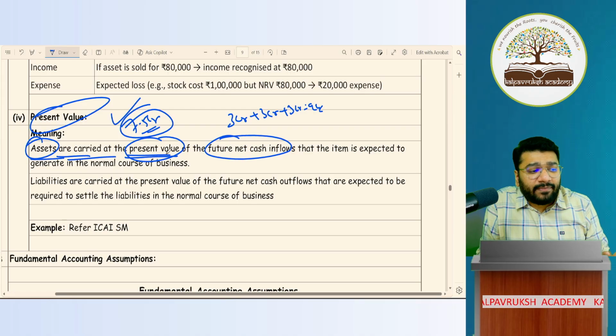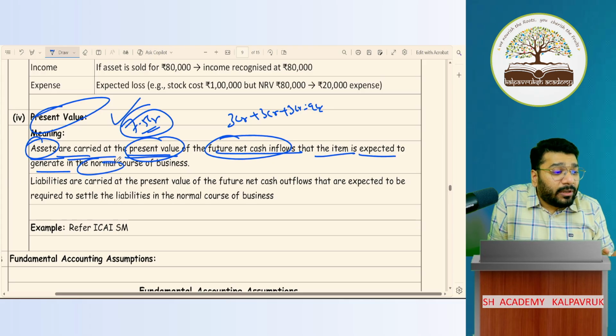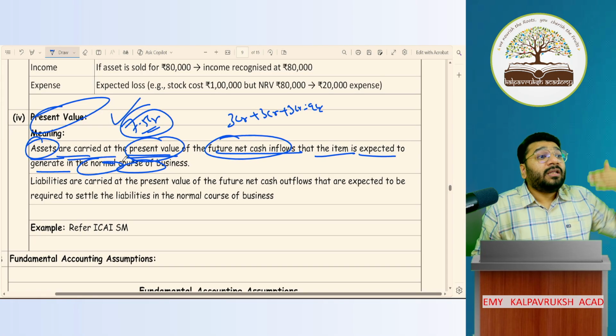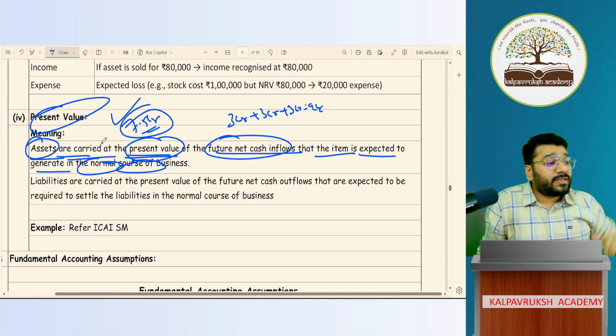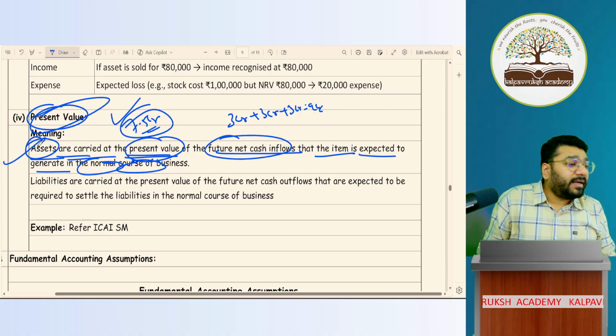Assets are carried at the present value of the future net cash inflow that the item is expected to generate in the normal course of business. So I'm discounting the future cash flows. The process of discounting the future cash flows is called present value. Got it, not got it? This we studied in 2 places.